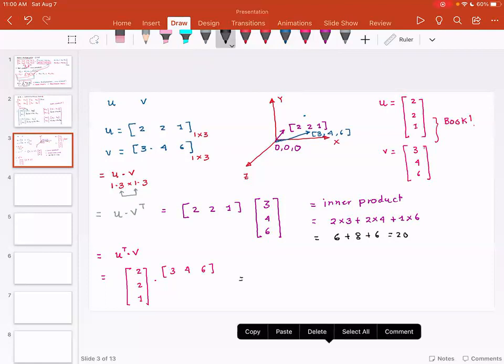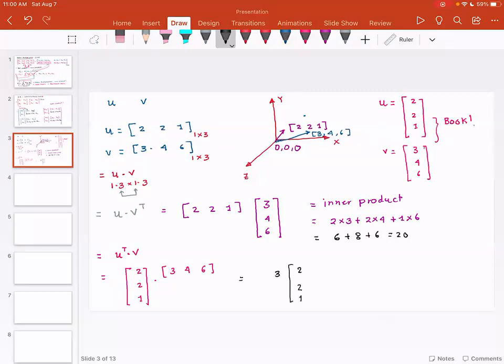Now here, it's going to look like 3 times 2, 2, 1 plus 4 times 2, 2, 1 plus 6 times 2, 2, 1. Now I want to give you an important observation.